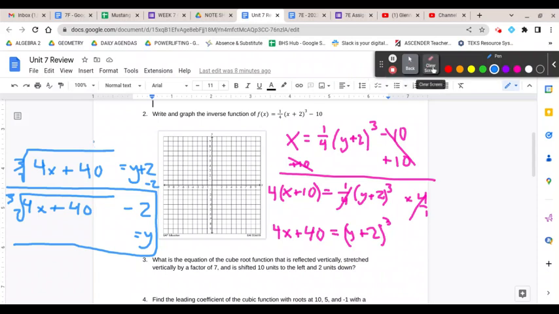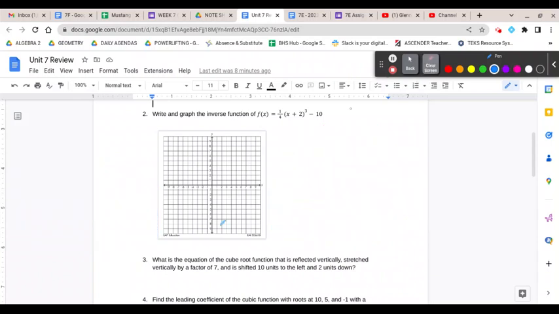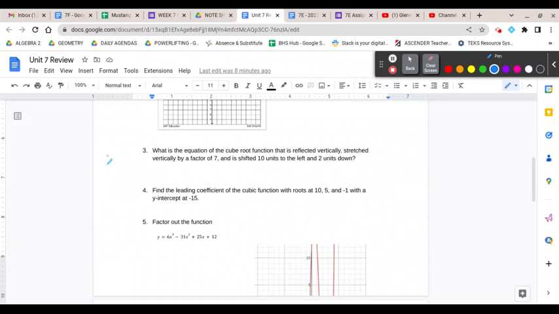Pause the video at any time if you need to, if you go back and need to slow down. I know I'm going fast, but trying to get through this here.